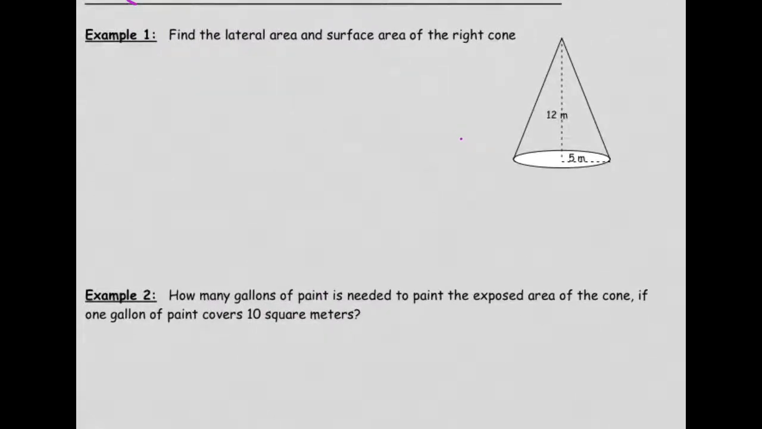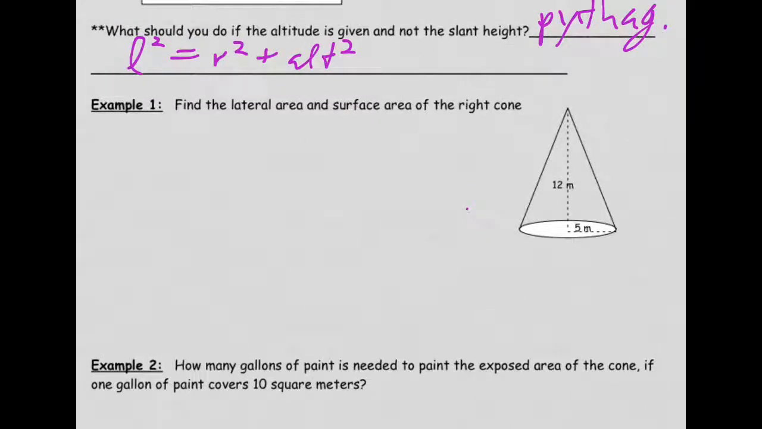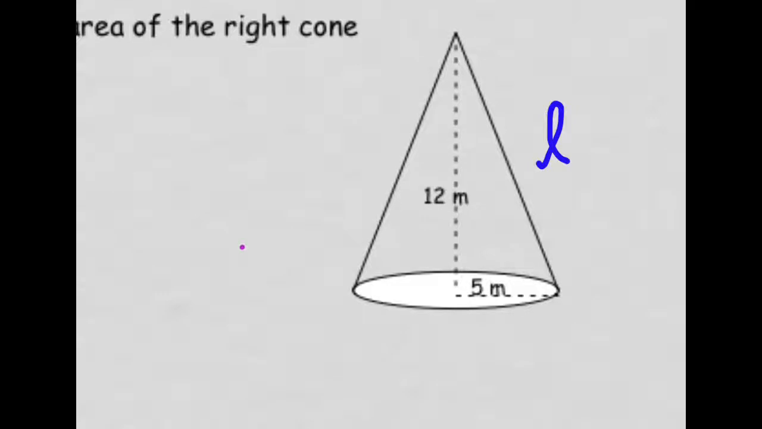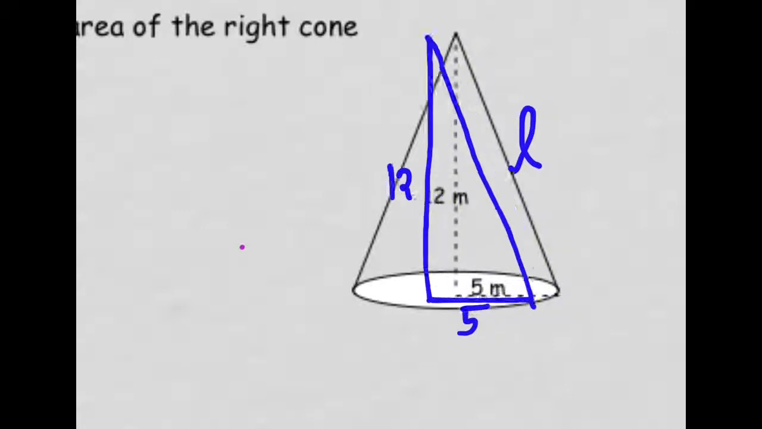All right, find the lateral area and the surface area of the right cone. Okay, so I know that I'm going to have to find my slant height for this, right? So I'm looking at a right triangle. I've got my side that's 12, I've got my side that's 5, and then I've got my L over here. So I'm going to take that out of my cone.